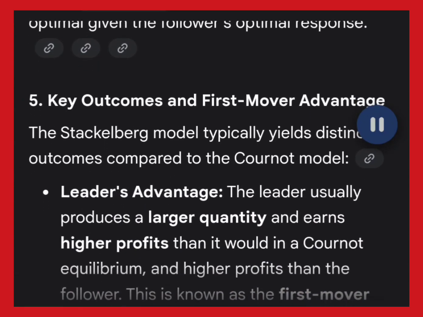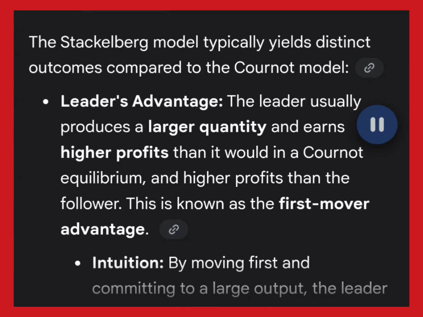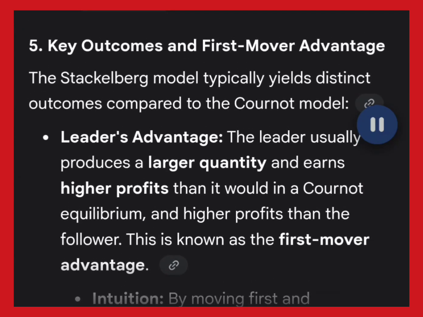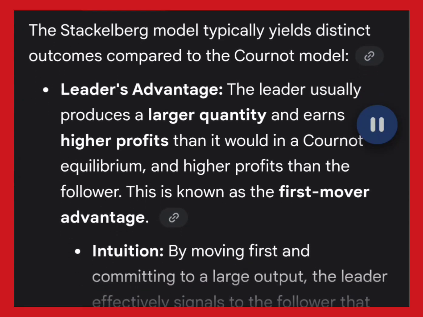5. Key outcomes and first mover advantage. The Stackelberg model typically yields distinct outcomes compared to the Cournot model. Leader's advantage. The leader usually produces a larger quantity and earns higher profits than it would in a Cournot equilibrium, and higher profits than the follower. This is known as the first mover advantage.